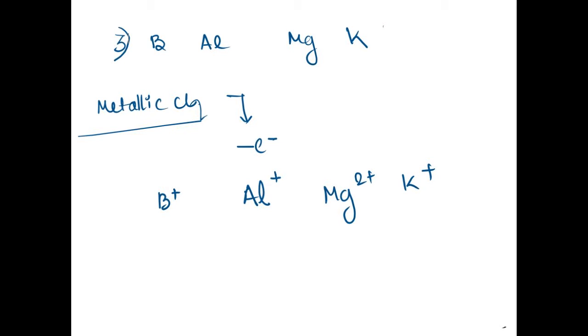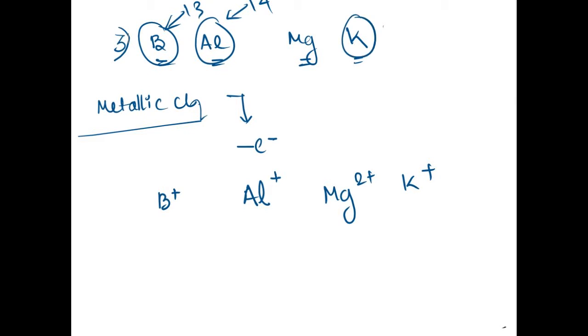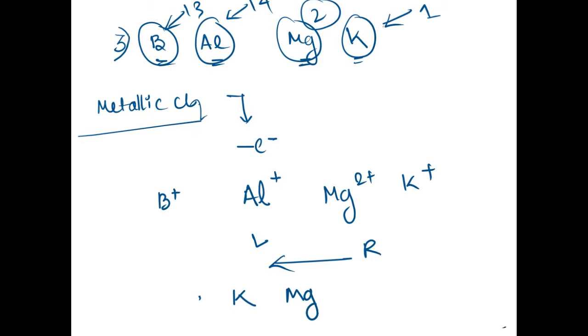Here the elements are boron, aluminium, magnesium, potassium. Boron is from group 13, aluminium is from group 13 as well in the next period. Our group 1 and 2 elements are potassium, group 1, and magnesium, group 2. The more we go from right to left, the size of the atom increases and the tendency to give electrons increases. That's why metallic character will be higher for potassium and magnesium than for boron, and boron has less than aluminium.